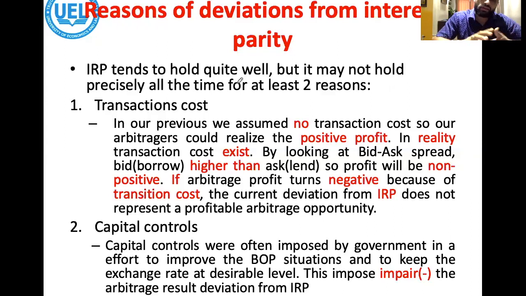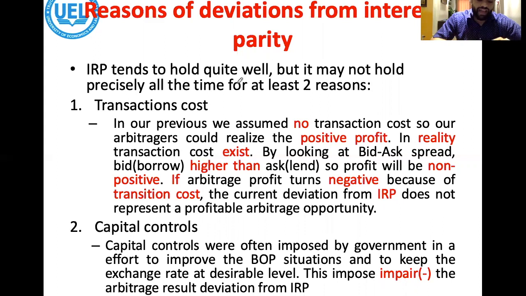Why? Because of that bid and ask spread, we may have negative profit. We still have an arbitrage opportunity. I'm not saying that uncovered interest rate will not give us arbitrage. It gives an arbitrage opportunity, but in such a case, our profit could be in a negative direction. Second thing is we did not focus on the capital control. Capital control is a balance of payment.